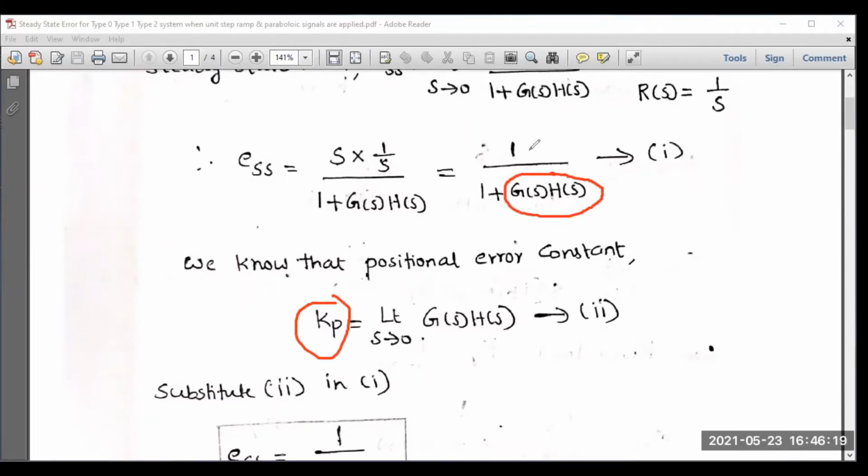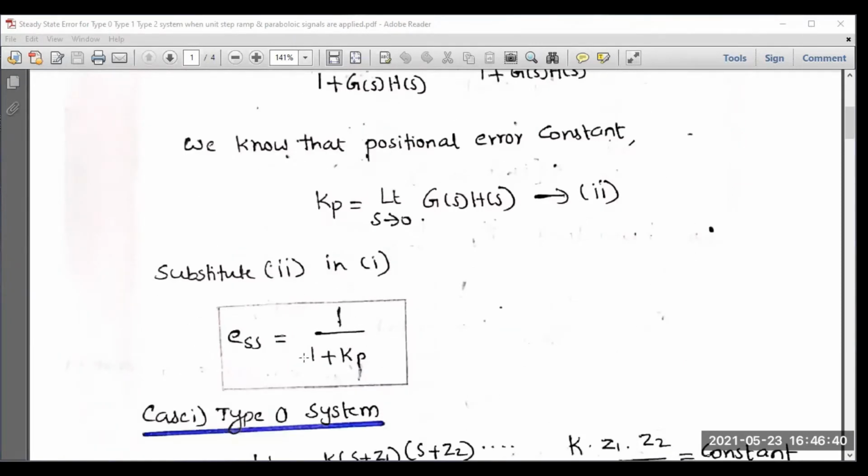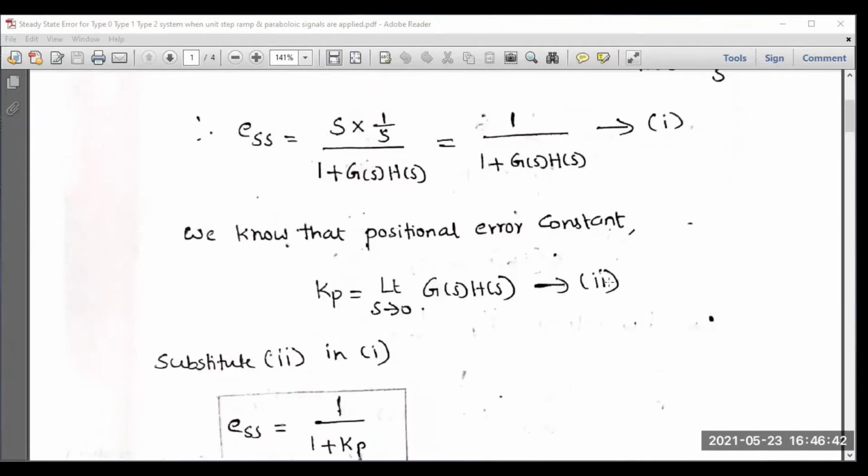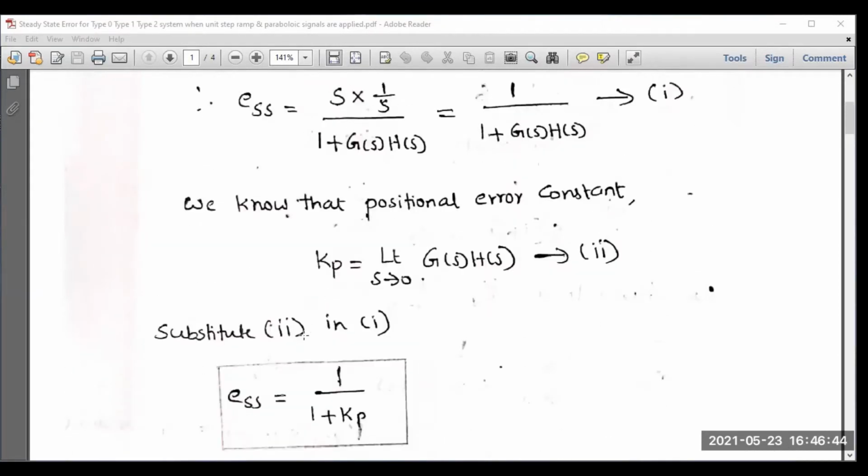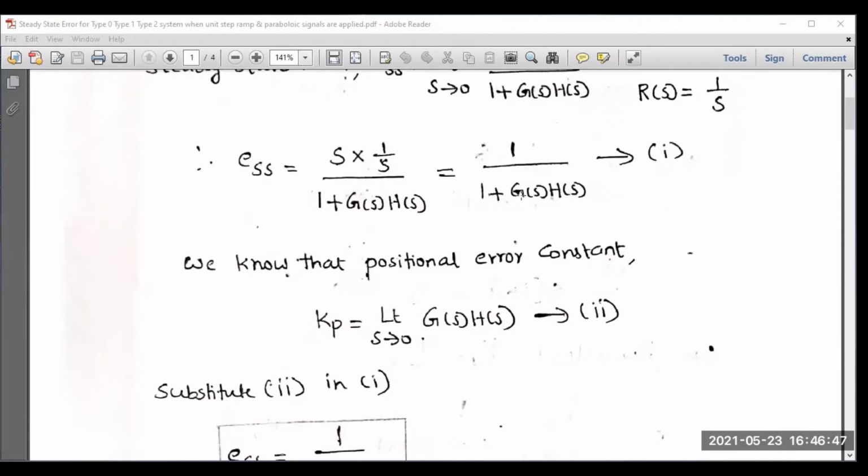This is actually limit s tends to 0, what I can say, 1 by 1 plus limit s tends to 0, G(s) into H(s). Now, instead of G(s) into H(s), I can directly substitute Kp here. It is very easy to substitute Kp. Now the steady state error, while substituting equation number 2 in 1, I'll be getting the steady state error is equal to 1 by 1 plus Kp.